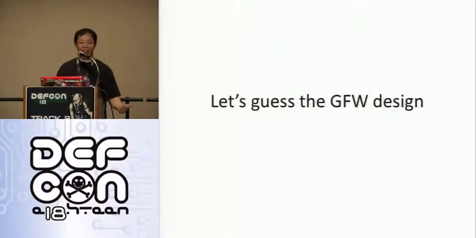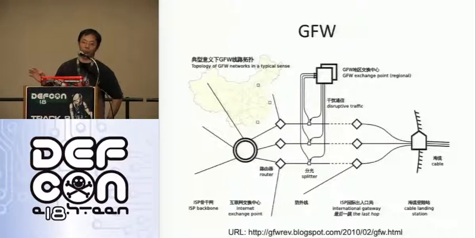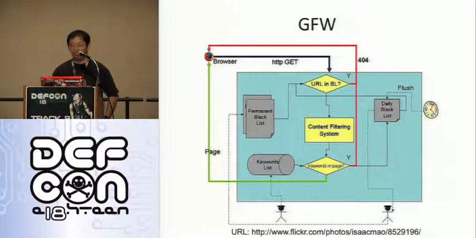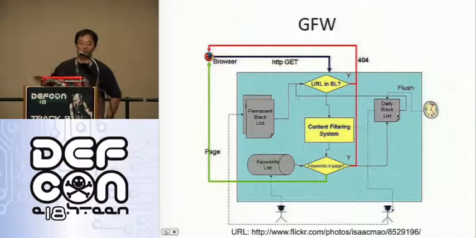Okay, let's guess GFW. No, not BMW, okay. It's the Great Firewall. This is a GFW diagram, but not official. It's guessed by bloggers. These diagrams were put up by individual researchers in China, but they took them down after a few days. They've got a blacklist, content filtering system, keyword list, and also a permanent blacklist. It's a very daily blacklist. Many human resources are spent on the time to filter and find the sensitive words.